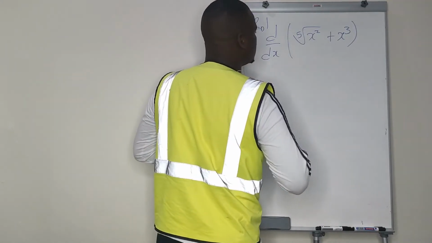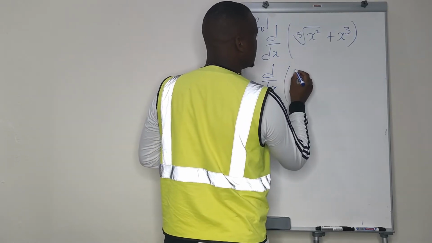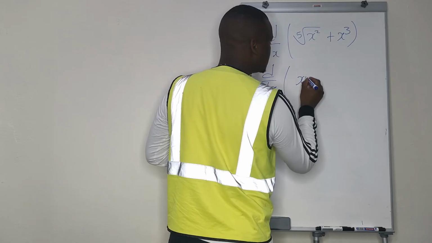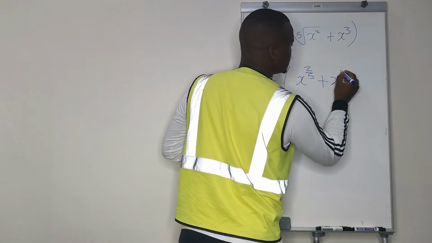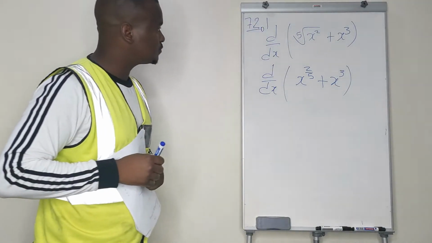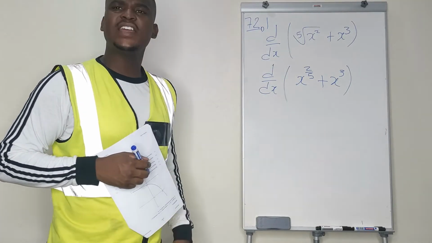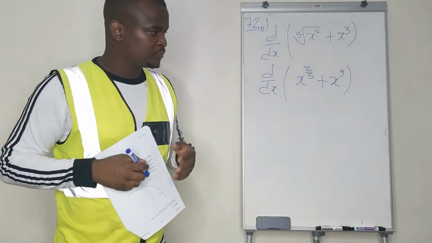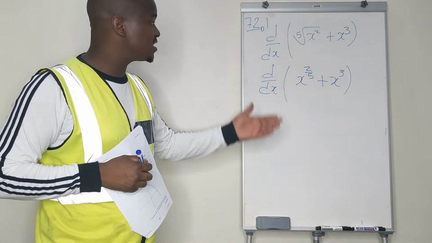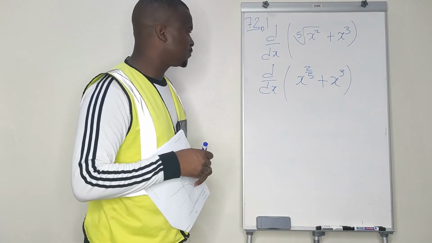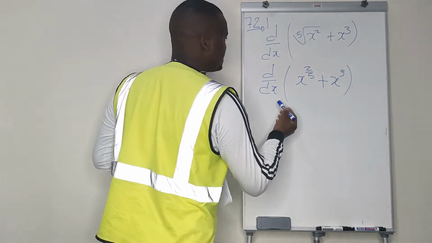So to simplify the fifth root, you say, okay, d/dx, what is that? It is x^(2/5) + x^3. So this is the simplification of that root. So when we're here, we are ready to derive. So you can start deriving this. So to derive this, you know how to derive.